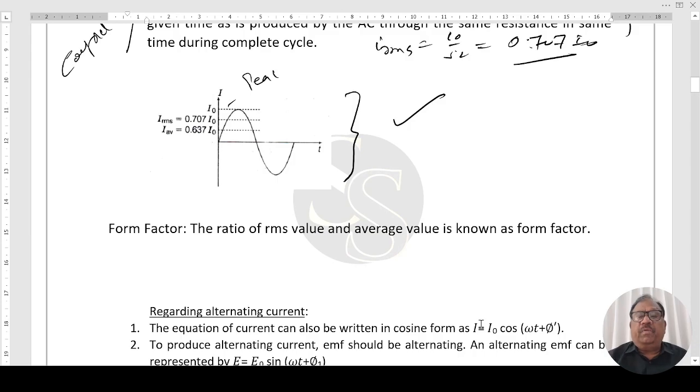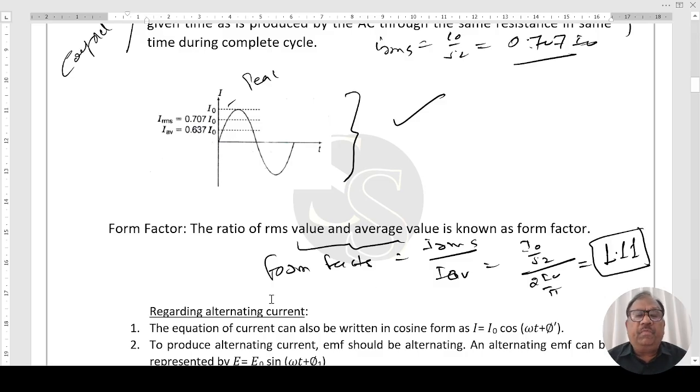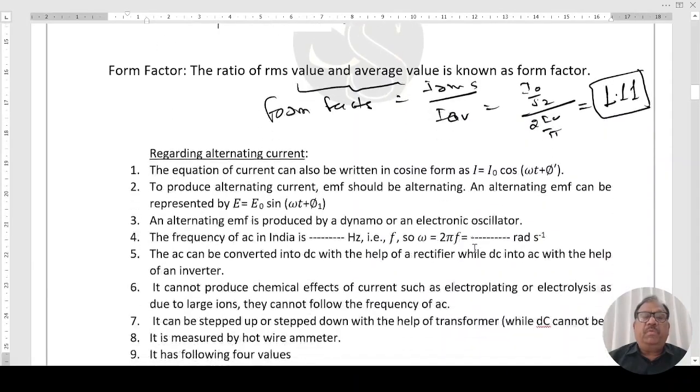Now, what is the form factor? The ratio of RMS value and average value is known as form factor. Form factor equals I RMS upon I average, that is I naught by root 2 upon 2 I naught over pi. On simplification, this comes out to be 1.11. Form factor of AC is 1.11.